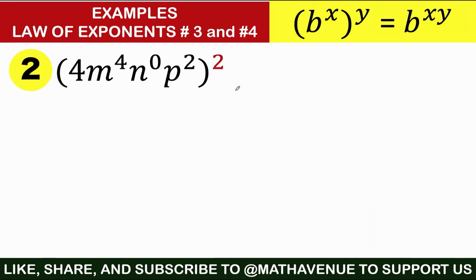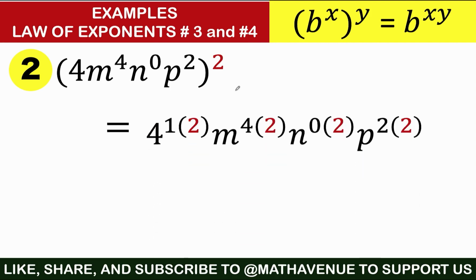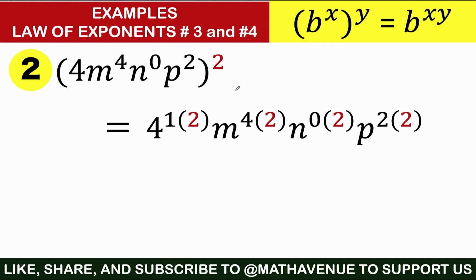Let's go to number 2. Here we have some zero exponent, and let's see what happens. So again, apply law of exponent number 4 and law of exponent number 3. So this 4 raised to the 2nd is this part. This m to the 4th raised to the 2nd is that part. And do the same thing for the rest of the factors.